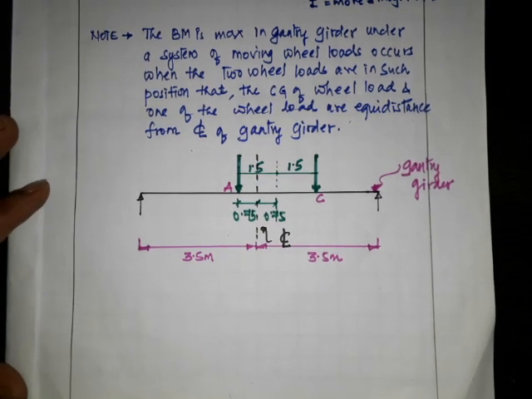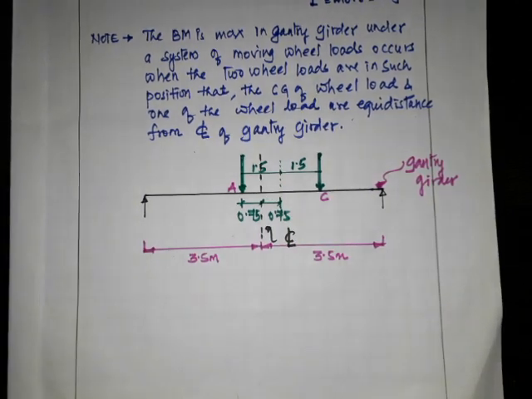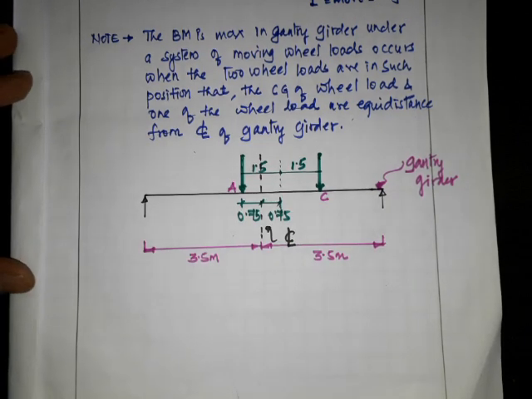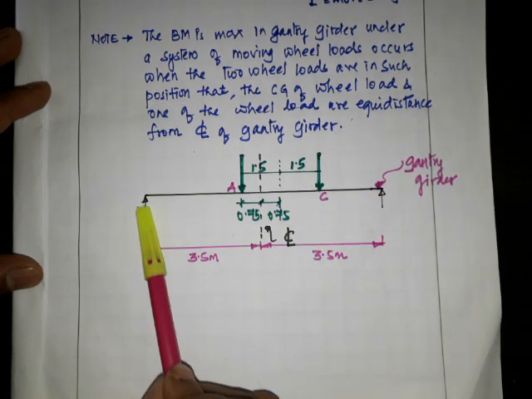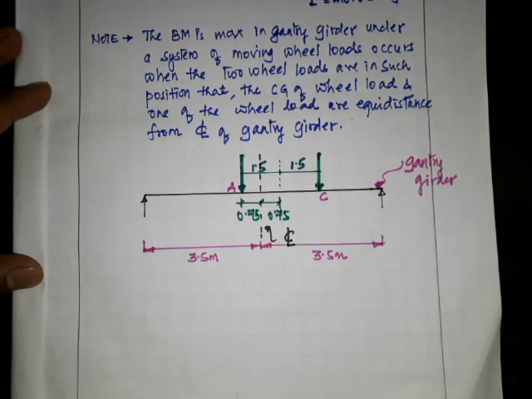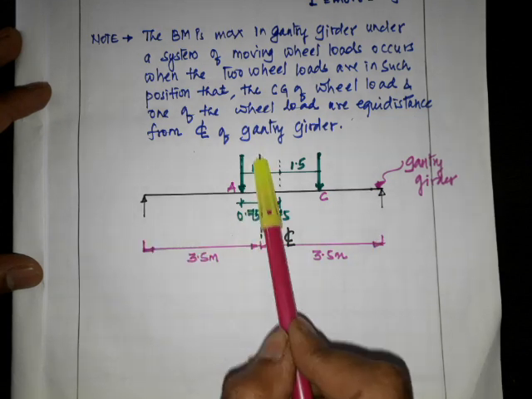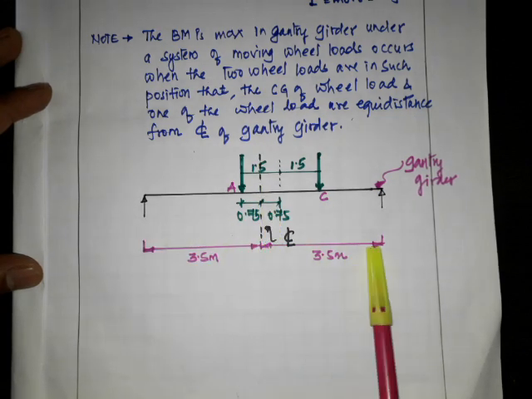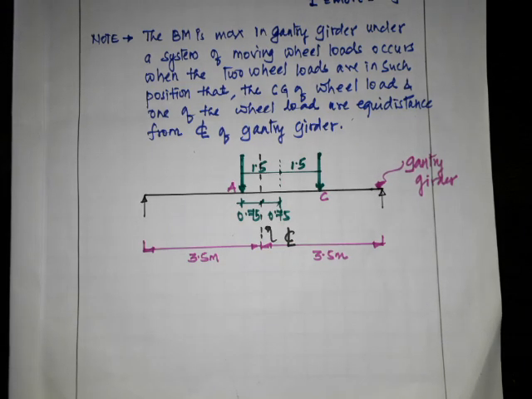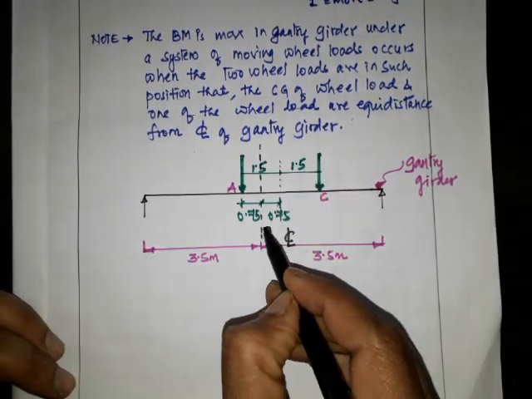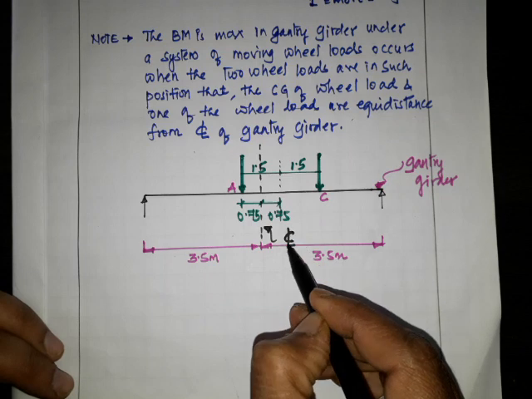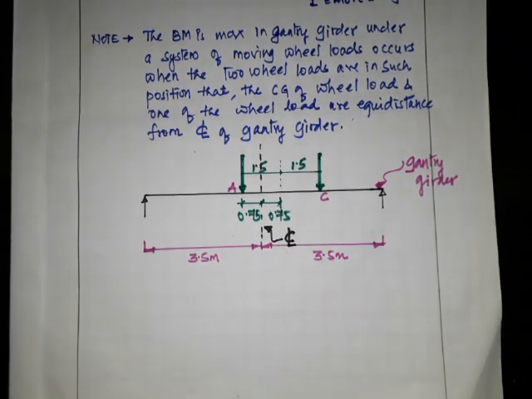So now I have drawn a line diagram of the loading system, that is, the moving wheel load. Okay, so this is your gantry girder. The black color, what you can see, is a gantry girder of span 7 meter. So where will its center come? 3.5 meter, 3.5 meter. So this is the vertical center line, and I have written here CL, center line. This is the center line of the gantry girder.